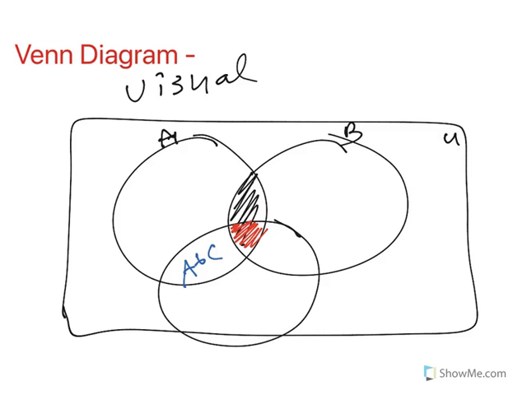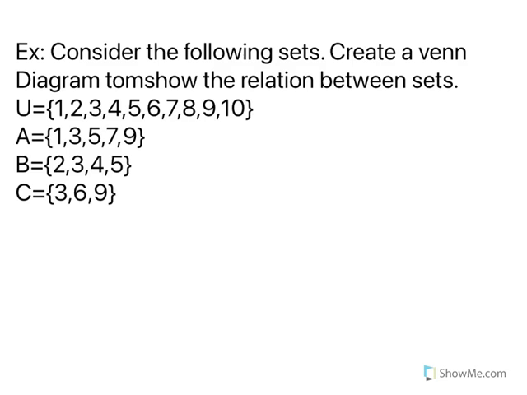This is just A and C. This is B and C. This piece here is A and B. So we can have different relationships between sets, all within the universal set. Okay. So consider the following sets. Create a Venn diagram to show the relation between sets.